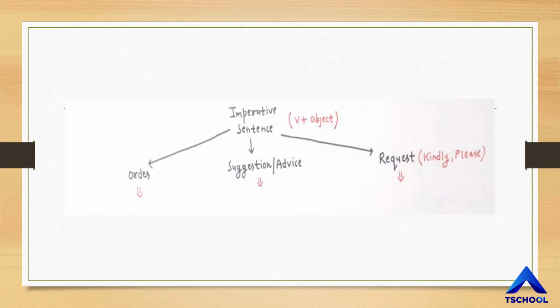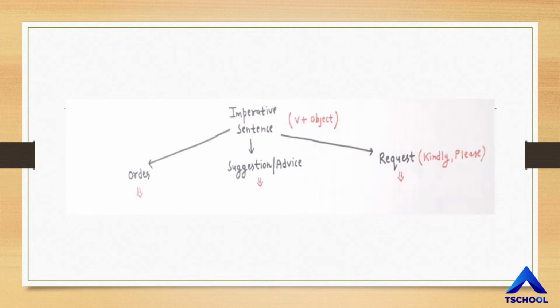Here I have divided imperative sentence into three concepts. First is a kind of an order, second is a kind of a suggestion or advice, and third is a kind of a request. Request means the words which can be used in the form of request, that is kindly or please. Please make an important note.